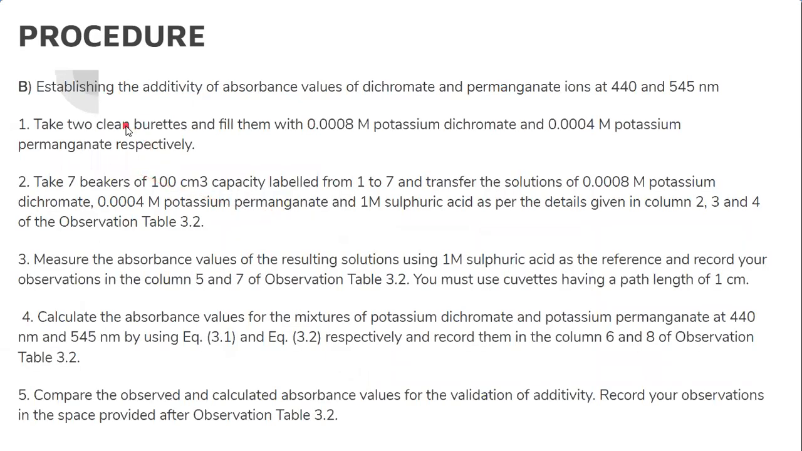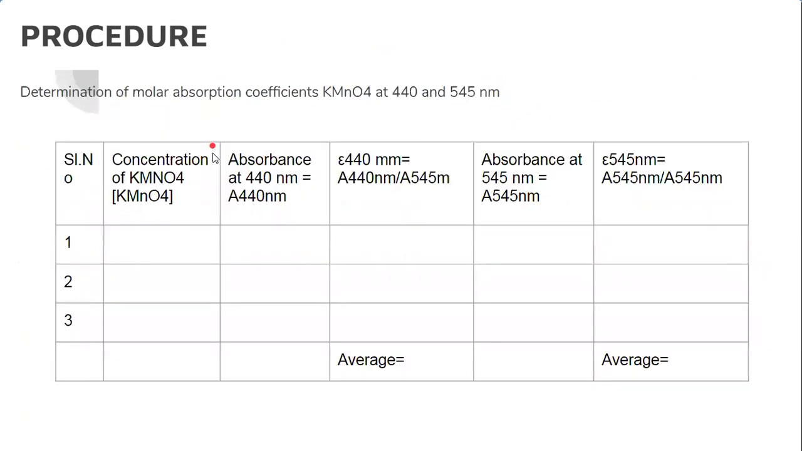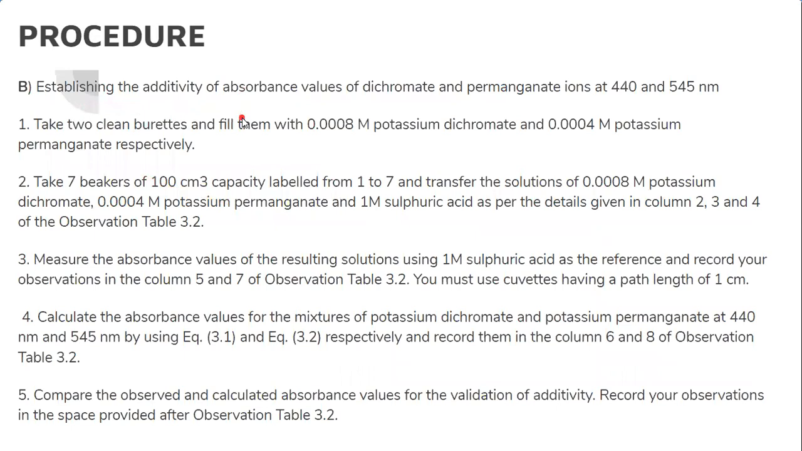Next, the second step. After determining the molar absorption coefficient of potassium dichromate and KMnO4 at 440 and 545 nanometers, next we want to establish the additivity of absorbance values of dichromate and permanganate. Additivity means we verify here: the molar coefficient values we obtained by using a single or pure solution. Next, in the second step, we use a mixture. That mixture may contain potassium dichromate solution as well as potassium permanganate solution.